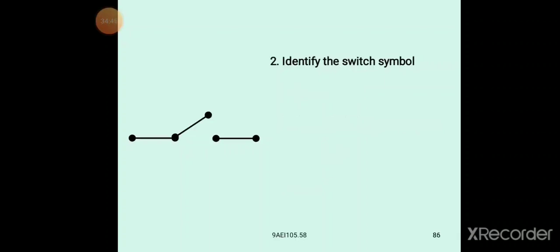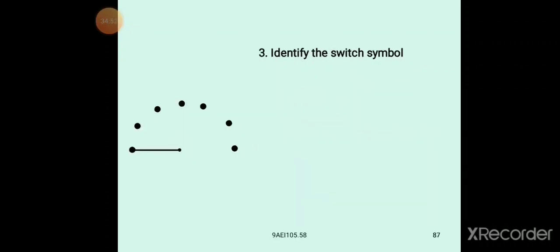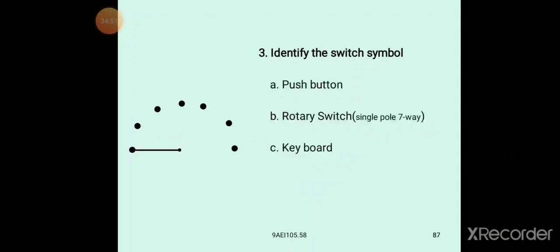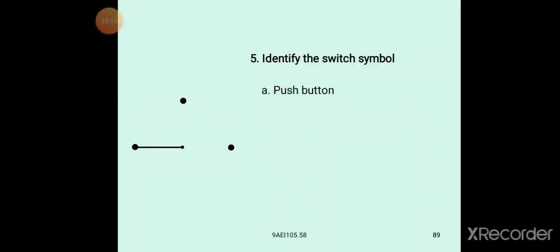You can see the symbol and say simply, normally open. Another question: what type of switch is here? That is a rotary switch, and it has a single pole 7 ways. The answer is B. Now here is also a rotary switch, single pole 5 ways. Another question: this is a single pole 3 ways. The answer is B.